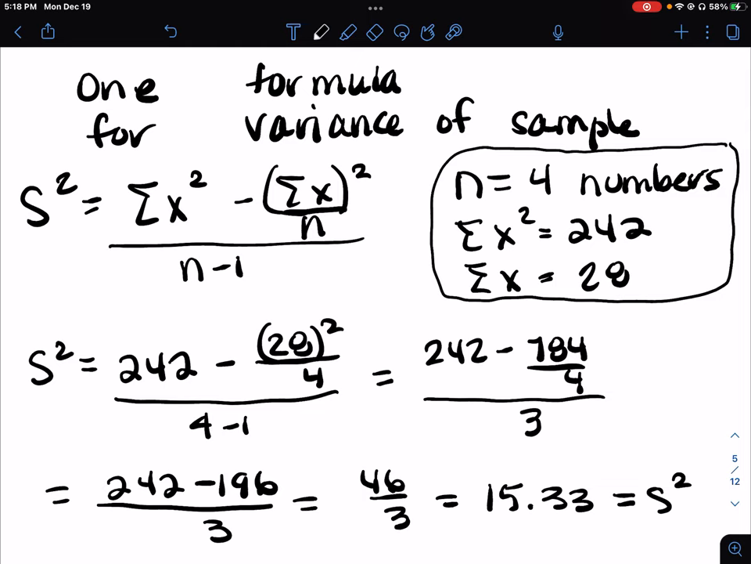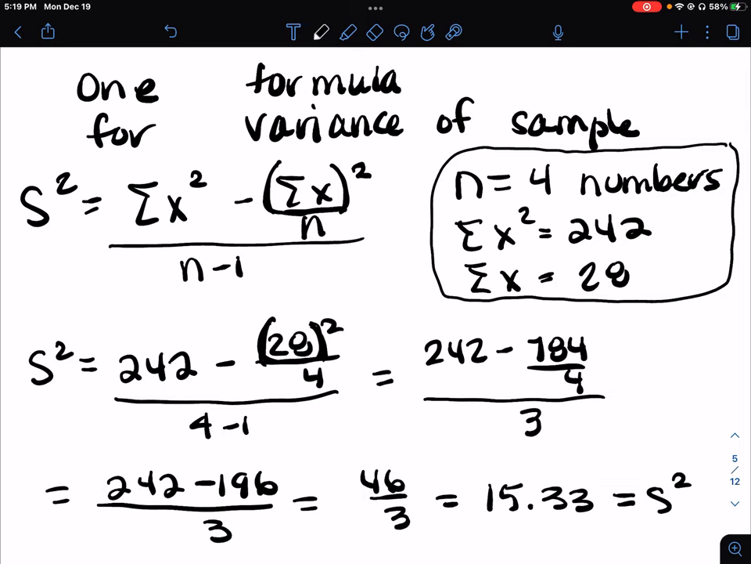Okay, so sum of x squared is 242 minus, okay, now in this parentheses here, the formula said you have the sum of x and then squared it. Okay, well the sum of x was 28, so we're going to have to square that. Okay, on bottom, n minus 1 is 4 minus 1.